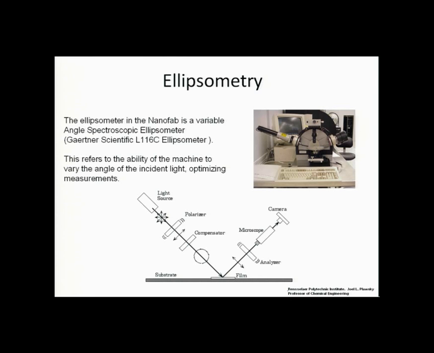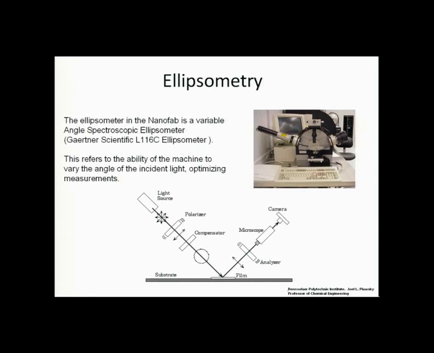Basically, you take two measurements from two different angles. It helps you get a more precise result from your analysis. If we look at the diagram on the bottom, we see the basic setup: your laser light source, a polarizer, a compensator, then it interacts with the film. Remember, it has to be a transparent film on your substrate, and then it's analyzed, goes into a microscope and a camera detection scheme.